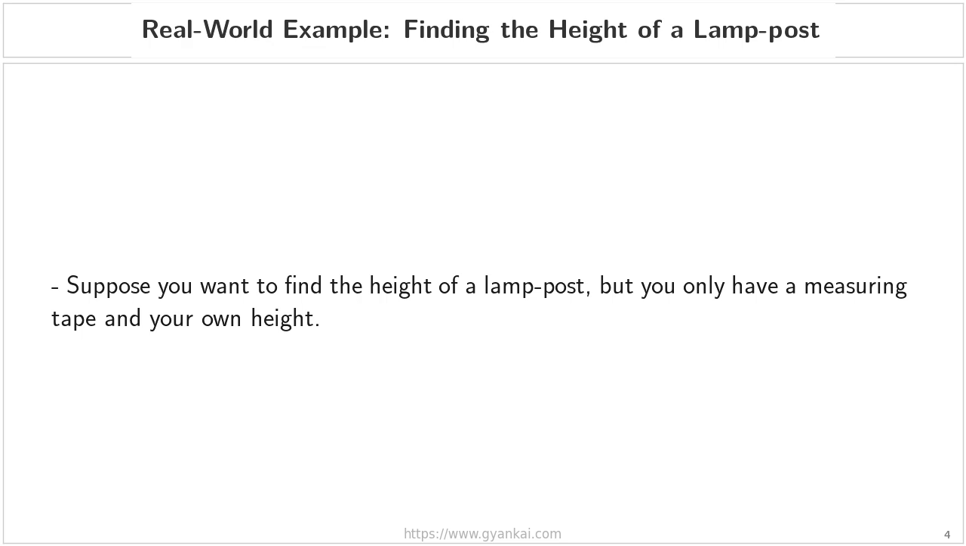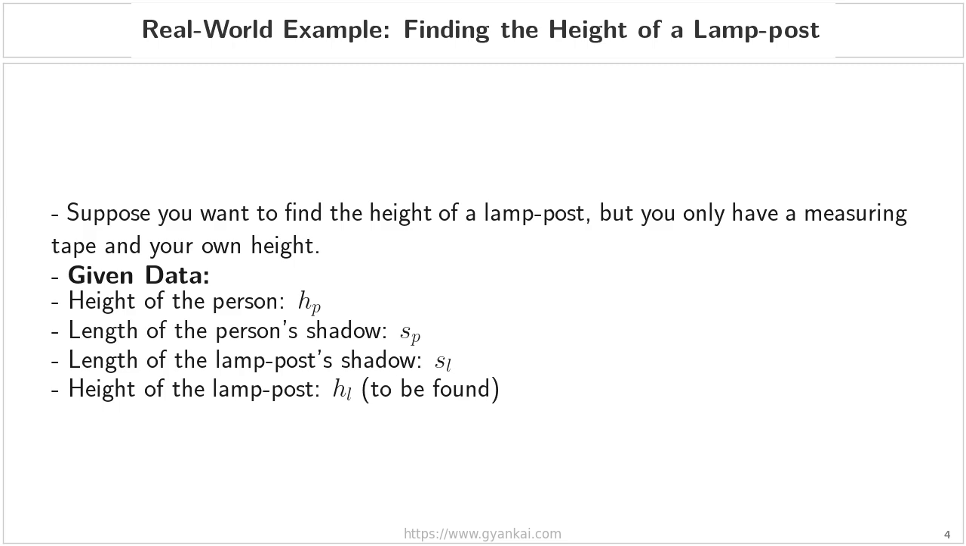To solve this, let's identify the specific pieces of information we have to work with. First, we have the height of the person, which we will denote as h sub p. Next, we have the length of the person's shadow, which we'll call s sub p. Then, we look at the lamppost and note its shadow length, represented as s sub l. Finally, our goal is to find the unknown height of the lamppost, which we will label as h sub l. Keep these variables in mind, because in the next slide, we are going to use them to set up our geometric proportion. Step-by-step process.